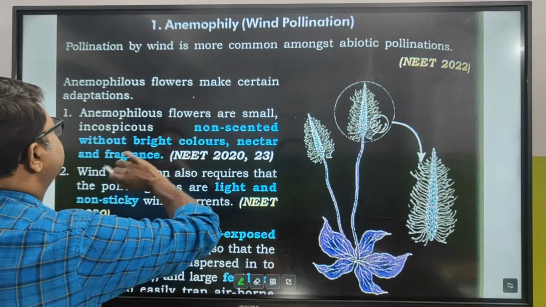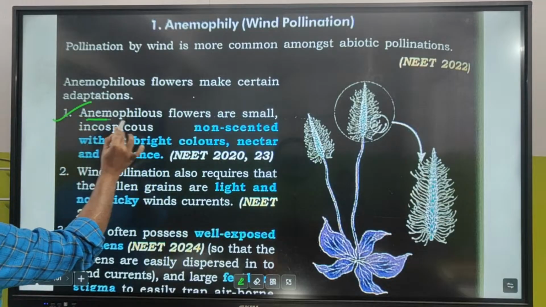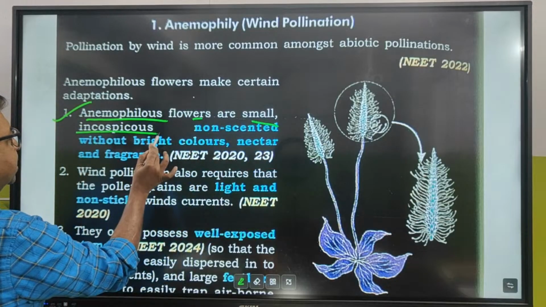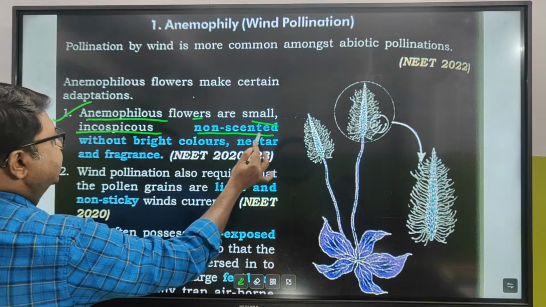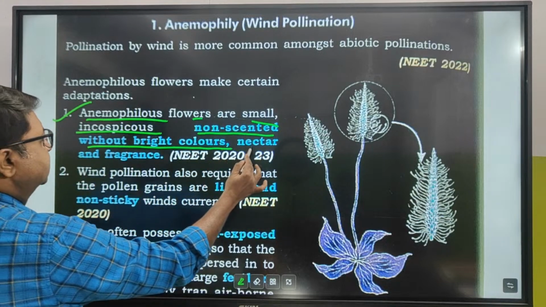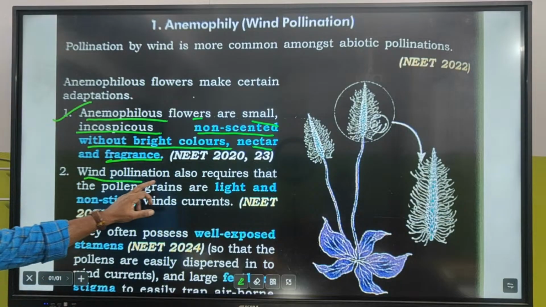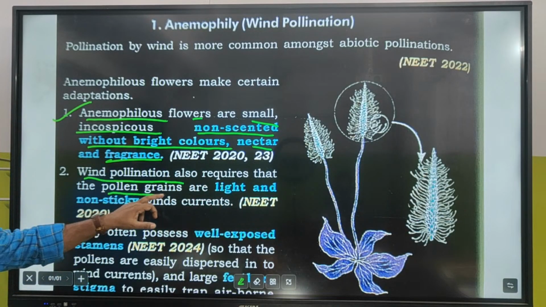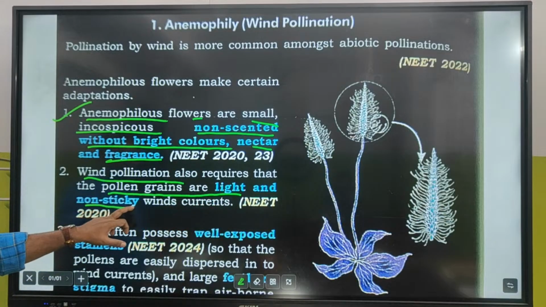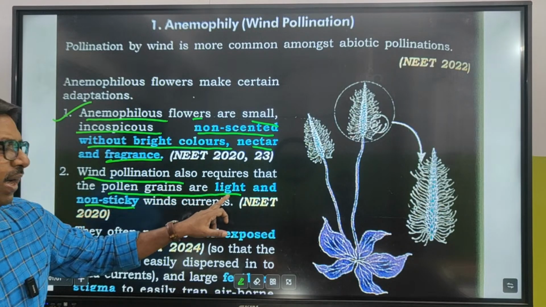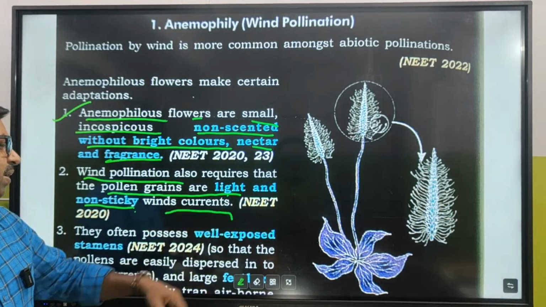Anemophilous flowers make certain adaptations. This is important. Flowers are small and inconspicuous, non-scented, without bright colors, nectar and fragrance. Wind pollination also requires that the pollen grains are light and non-sticky, so they can be carried by wind currents.